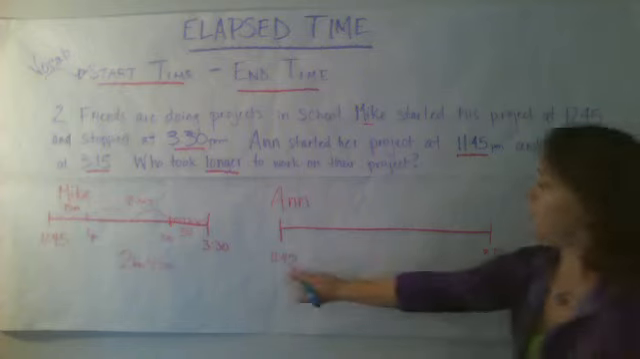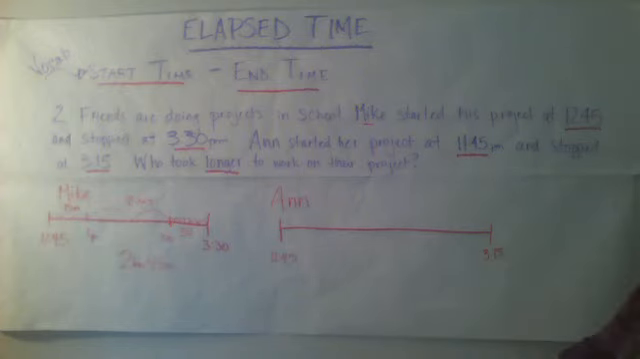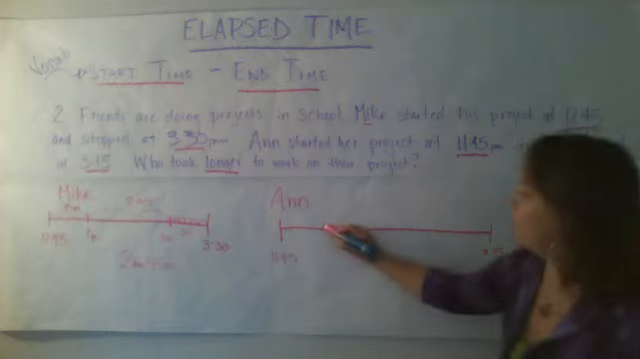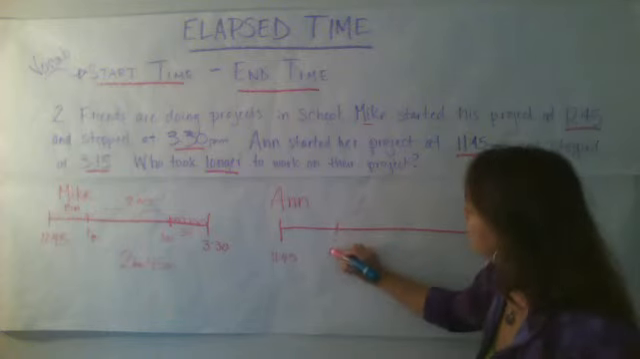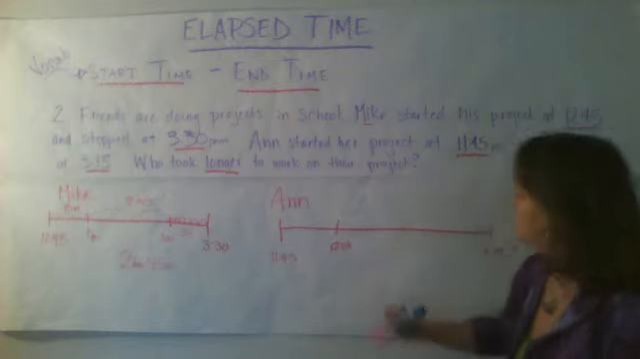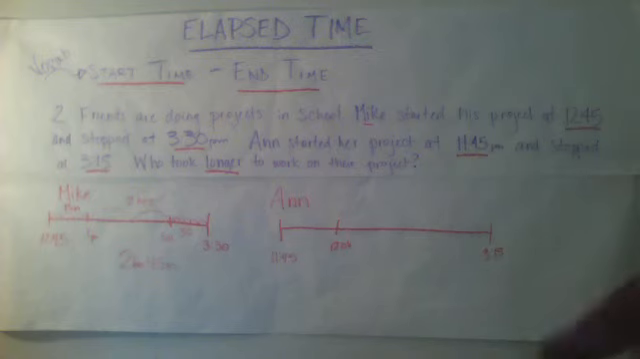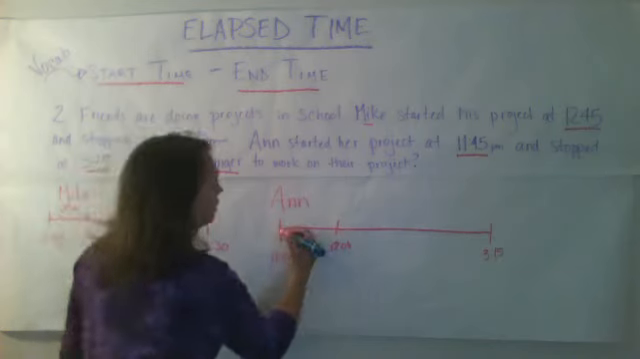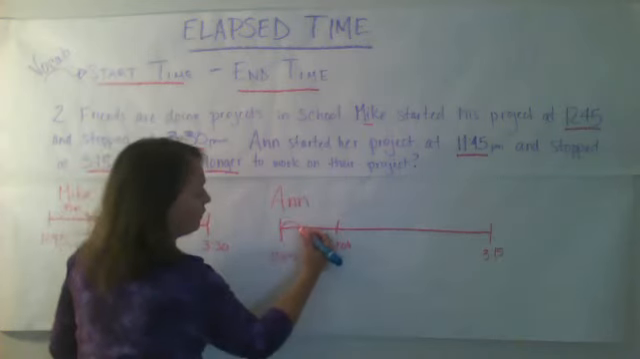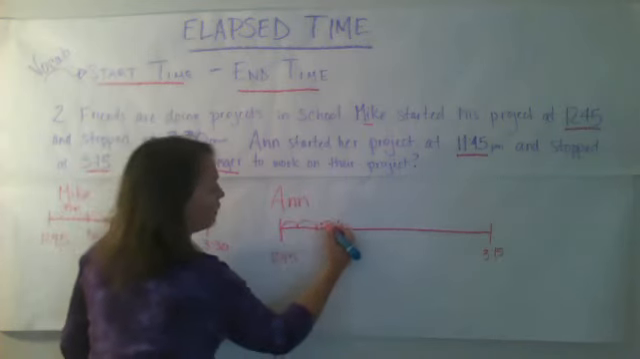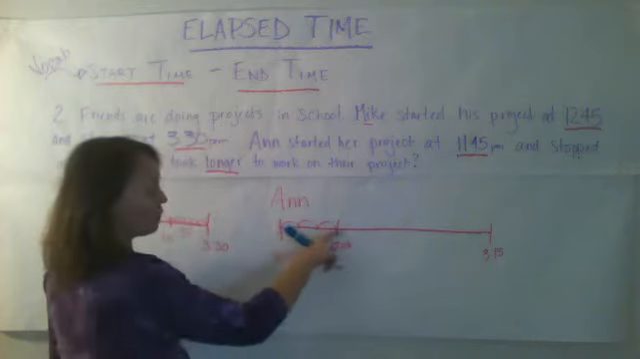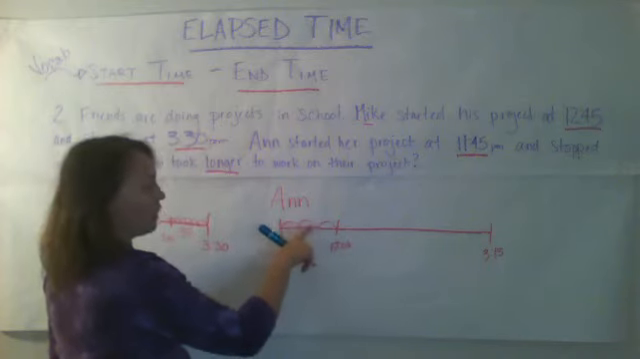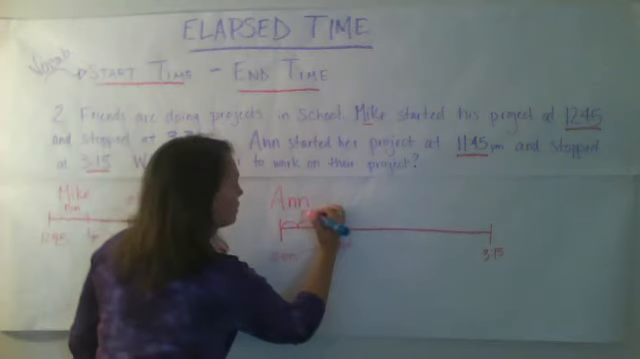For Anne, what's the next nearest hour to 11:45? That would be 12 o'clock. So then, just like in Mike's, let's count in 5-minute increments from 11:45 to 12 o'clock. 11:45, 11:50, 11:55, 12 o'clock. And each of these represents 5 minutes. 5, 10, 15 minutes.